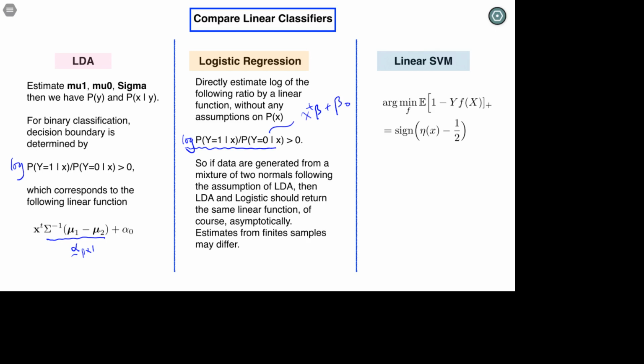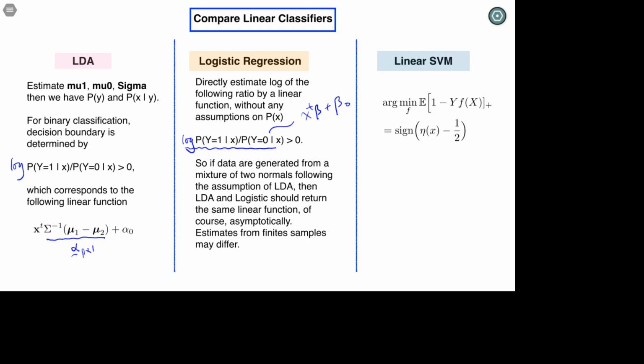And when we have enough data, so asymptotically. Now, of course, if you are provided with finite samples, the two estimates always differ a little bit because the objective functions are slightly different. Okay?